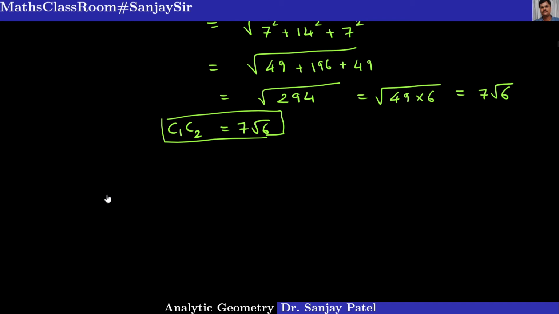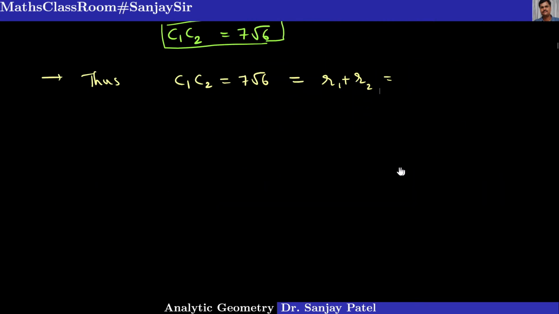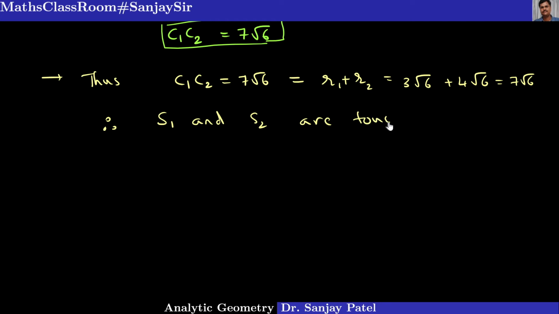So I can write, thus, C1 C2, that is 7 root 6, is the same as R1 plus R2. What is R1? 3 root 6 and 4 root 6. This is 3 root 6 plus 4 root 6, which is also 7 root 6. So the conclusion is, therefore, S1 and S2 are touching each other externally according to our condition. Okay, so this is the situation in this case.